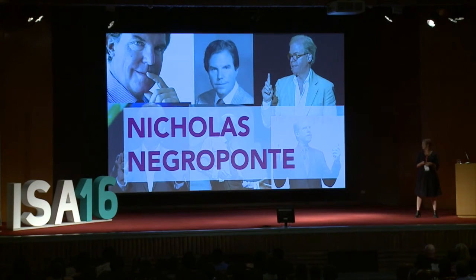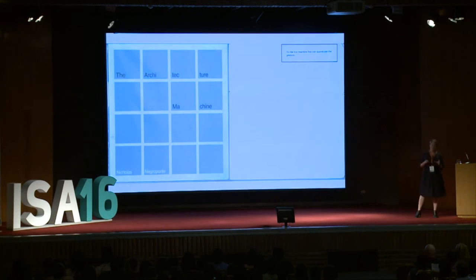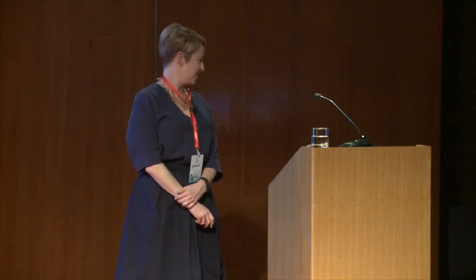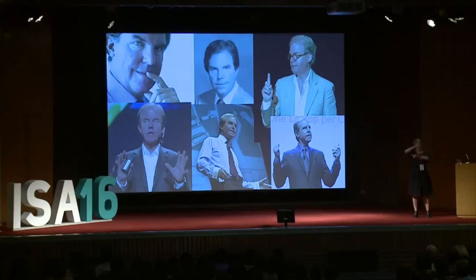And he wrote a book in 1970, when he was still really pretty young, called The Architecture Machine. And he dedicated the book to the first machine that can appreciate the gesture. And I use this picture because he's always got gestures in his talks. He always seems to have a finger up and pointing somewhere.